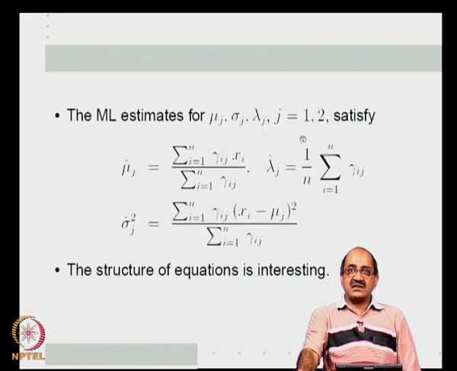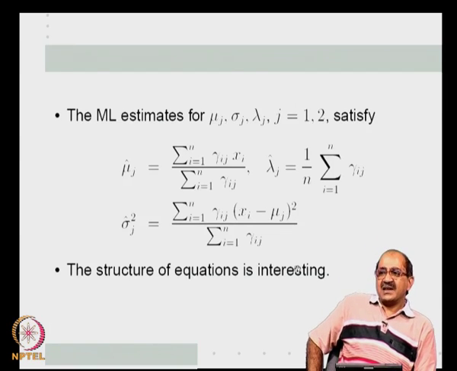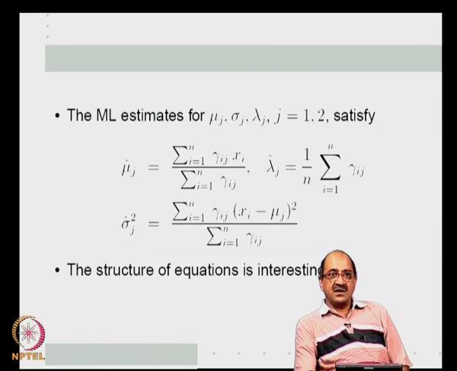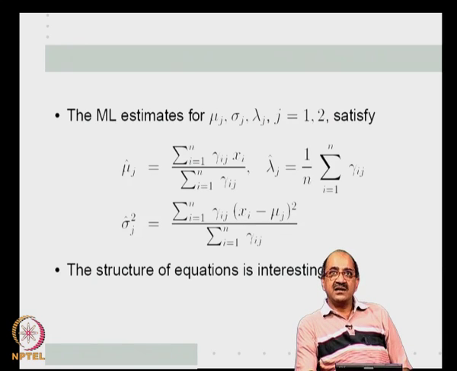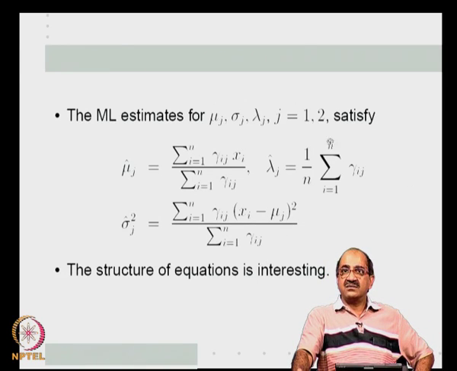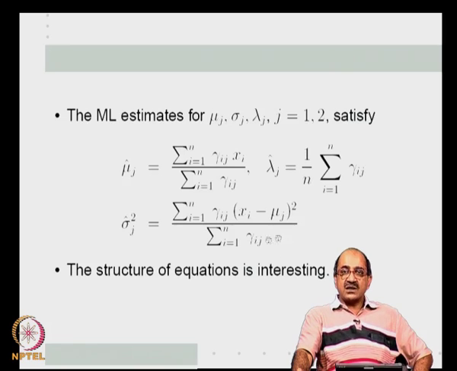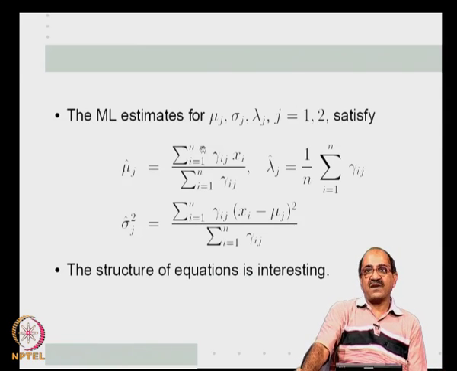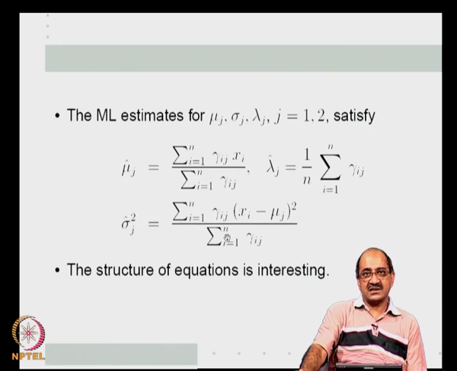First, note that, as I said, the structure is very interesting. For lambda_j, you are asking what is the chance that a random x_i comes from the jth component density. If x_i's responsibility to j is gamma_ij, then the summation of gamma_ij by n should be the chance of a random x_i coming from the jth component density, right. Similarly, we have already seen that these are simple sample mean estimators. So somehow this gamma_ij, the responsibility coefficient, seems to give us a weight of how much of x_i I should assign while estimating things for the jth component density.